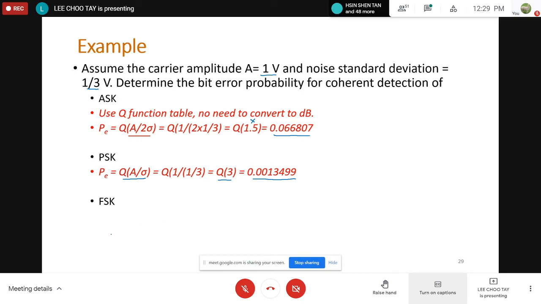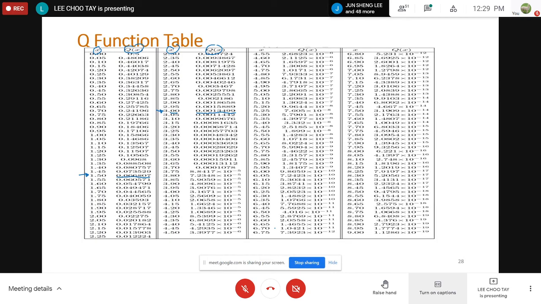And what about FSK? The equation for probability of error is Q of A over root 2 sigma. Putting the numbers in, you need to look for Q function of 2.12. If you refer to the Q function table, you can't find 2.12. You can only find 2.15 and 2.10. Which one should you use?